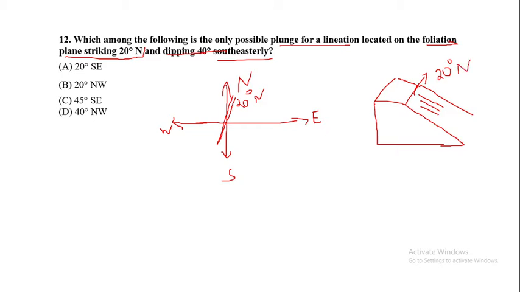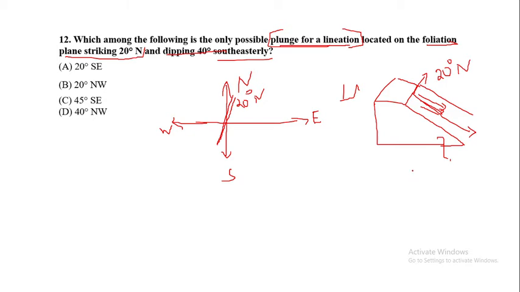Then always the dip will be perpendicular to the strike. So this will be the foliation, and the dip will be like this. Okay, that is the plunge of lineation. We need to calculate this plunge of lineation, and from this we'll be calculating it.